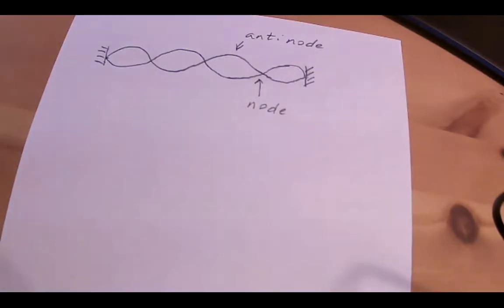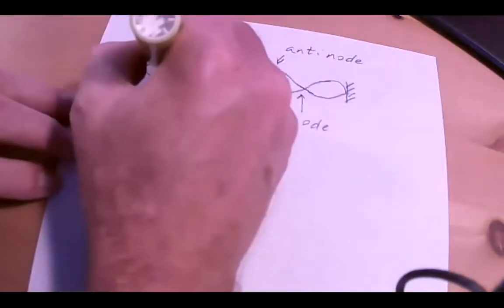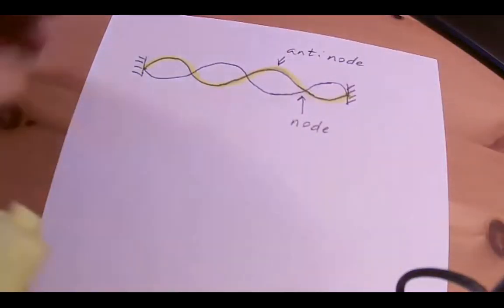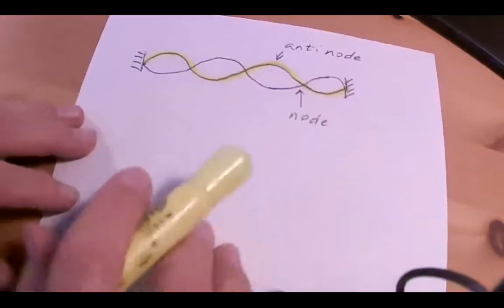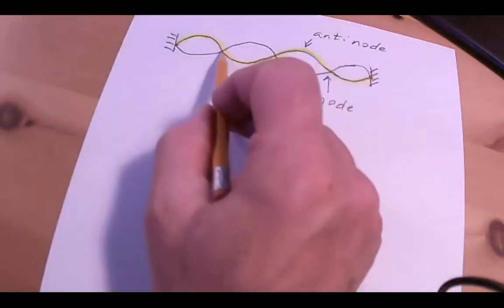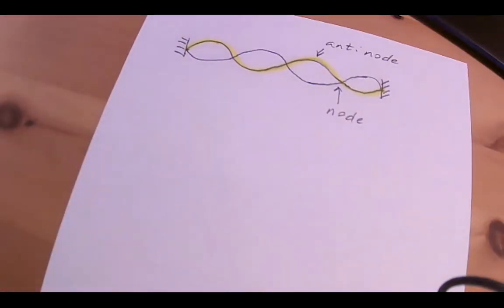Now, keep in mind that this is not what we would see if we froze the camera. If we froze the camera, we would only see one of those. You see that highlighted in yellow there? But over time, this is what the spring does. In this case, there are 3 nodes and 4 antinodes between the fixed ends. So this is a standing wave. Okay, questions, comments?